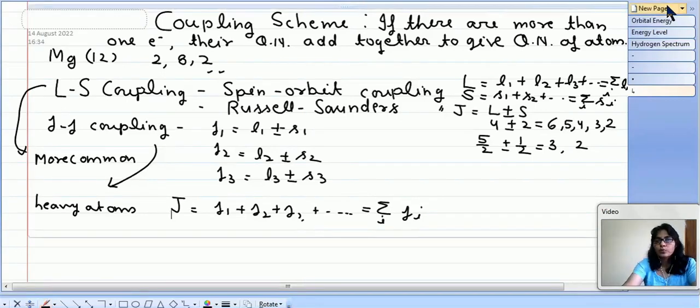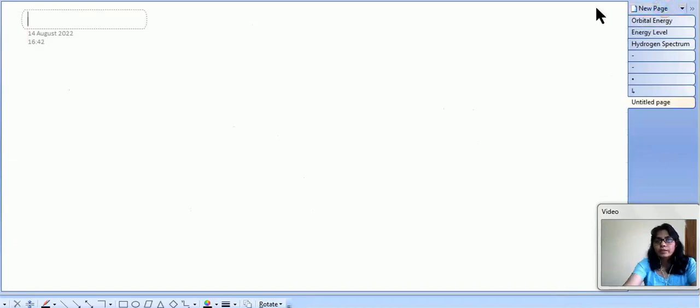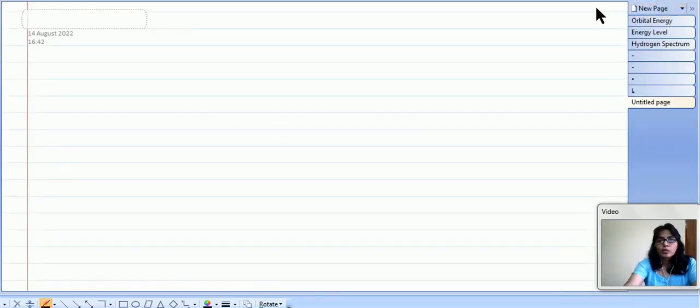Now go to the next page, and I will take one example of the coupling, and then I will end today. I will take one example of a two electron system.